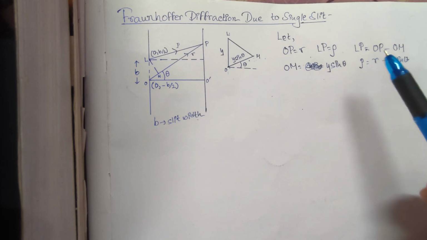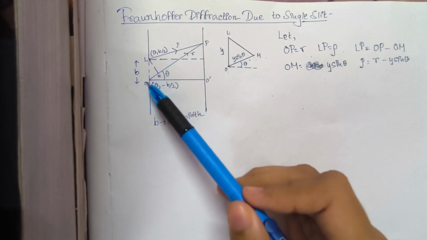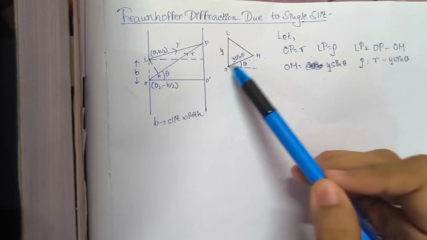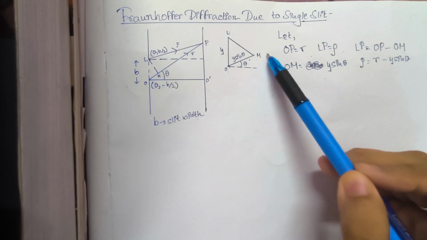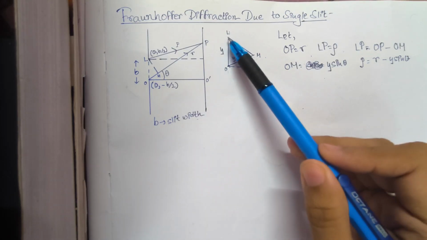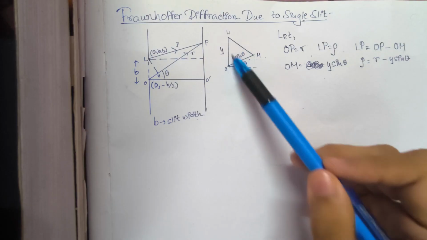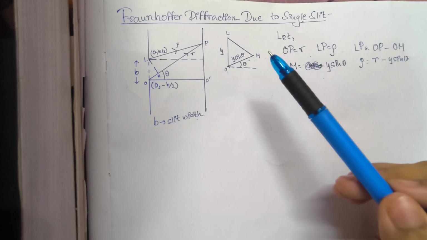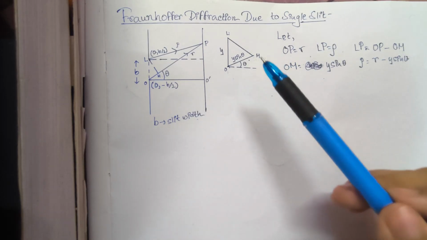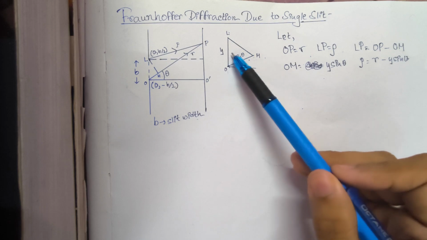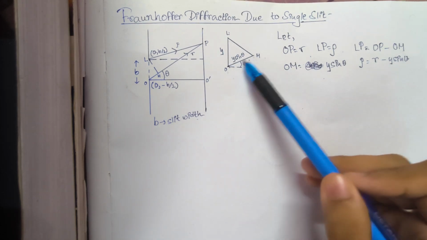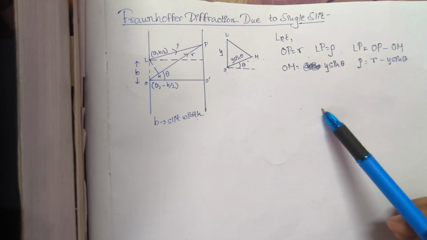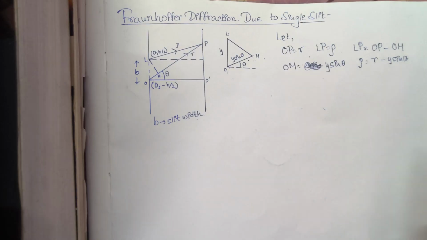If we notice triangle LOM, I am putting a zoomed version of this portion. In triangle LOM, OL is y. What is y? y is the distance from the central maximum. For this case, OM is the sine theta component of OL, that is, OM is y sine theta. So we can say OM equals y sine theta, OP equals R, LP equals rho.